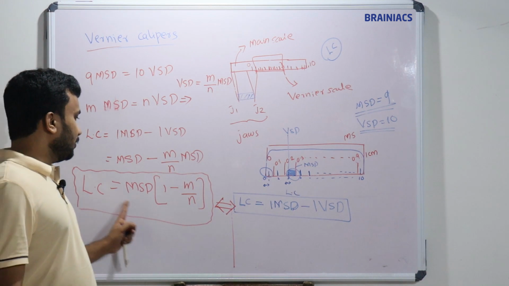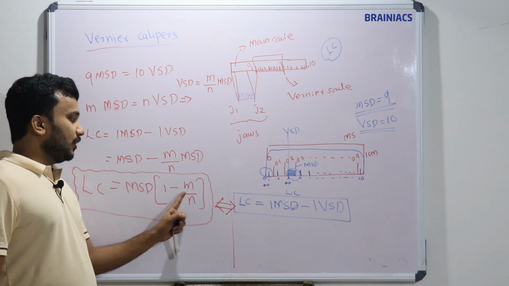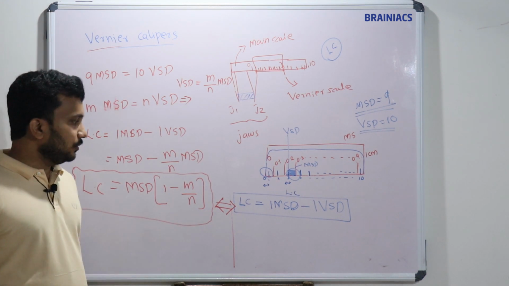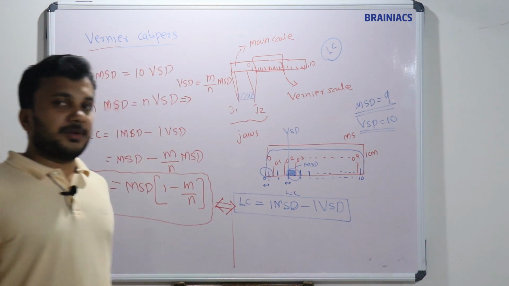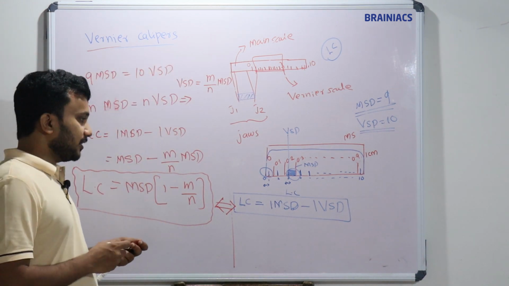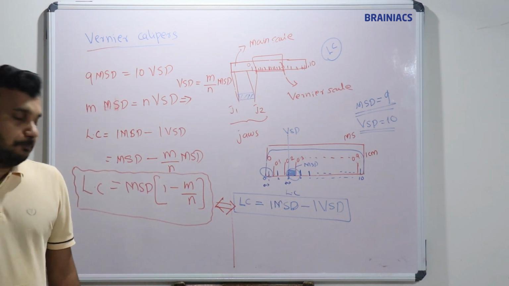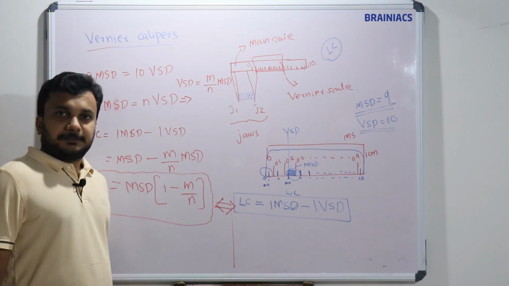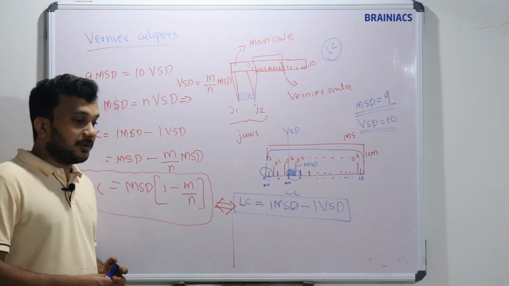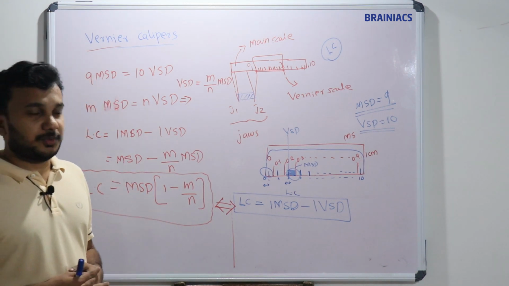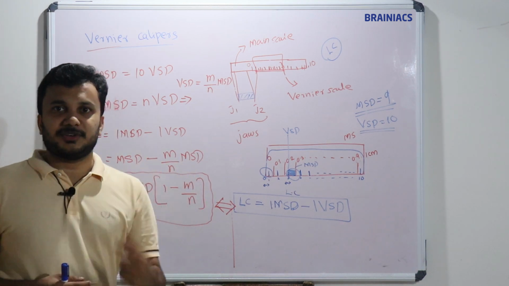Hope you understood what a least count is. So least count equals MSD into 1 minus M by N. That's all. This formula is very important. Entrance questions come on how to calculate the least count. Okay, yes, we have to move to the next topic. The main purpose: I learned least count. Least count means the minimum size or minimum length I can measure, right?